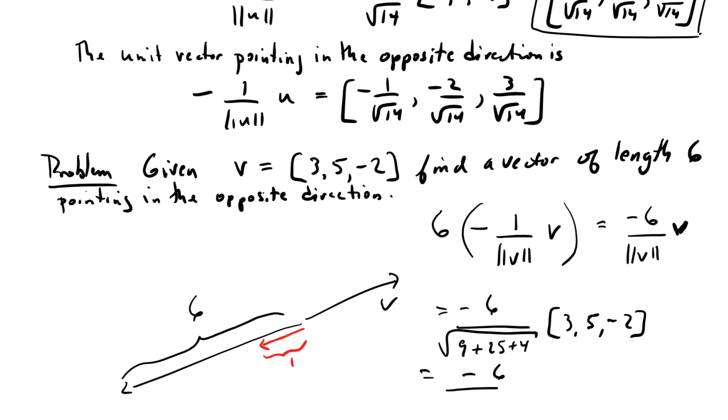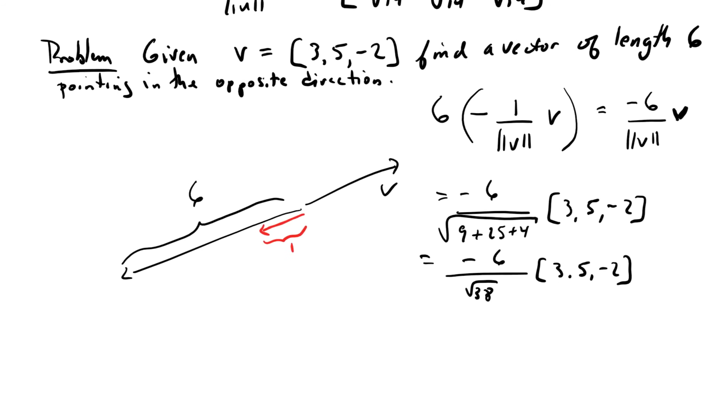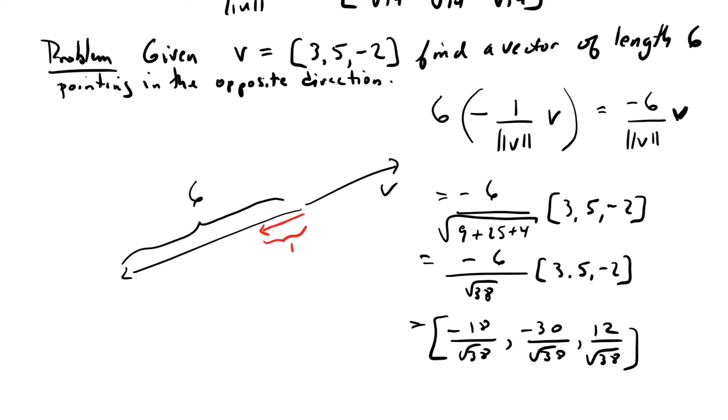So that's -6 over root of 38 times 3, 5, minus 2. There's not a nice perfect square that's a multiple of 38, so I can't really simplify the square root of 38 here. I can just leave my answer like that, or of course you can always write it like this. This is also valid, and usually we don't rationalize the denominator, we just keep our answer like this.